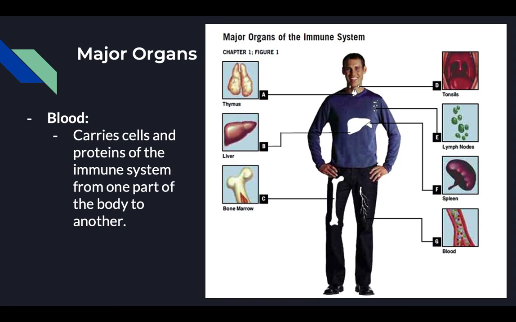Without blood, you would have an infection in your foot, and the immune system cells wouldn't be able to get there. Granted, without blood, you would have many other problems than your immune system not being able to function. But without blood, there's no transportation system. So that's the big thing, is it'll carry the immune system cells where they need to go.